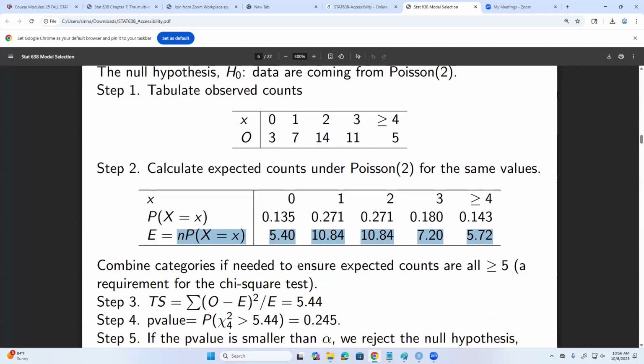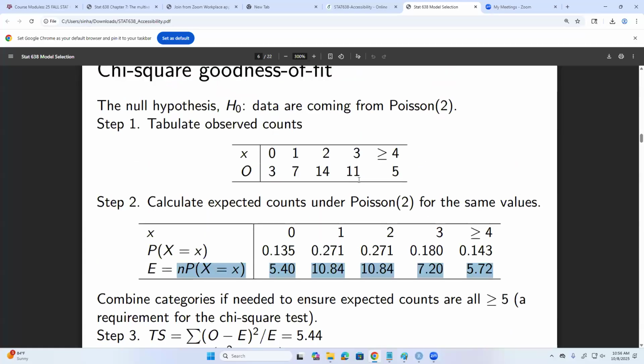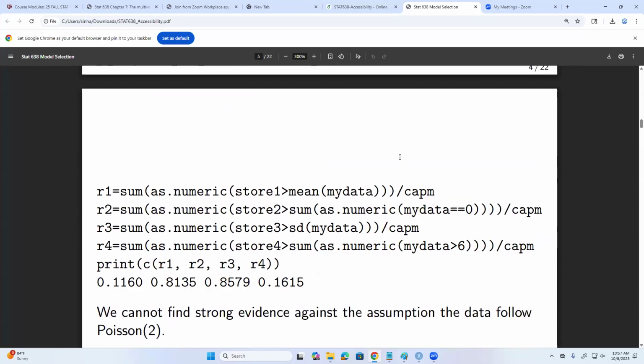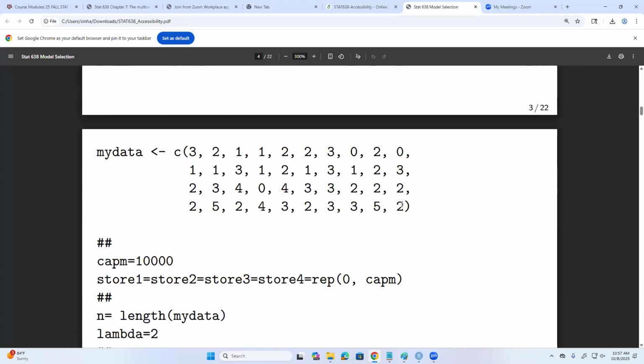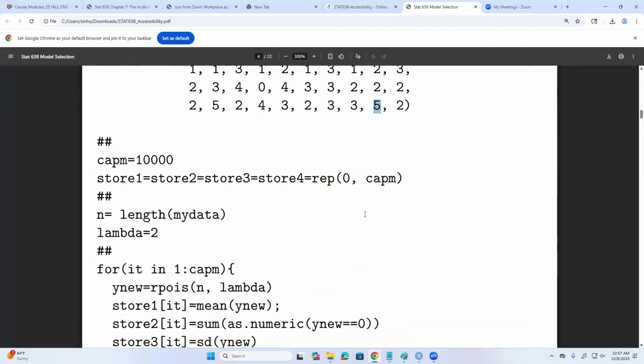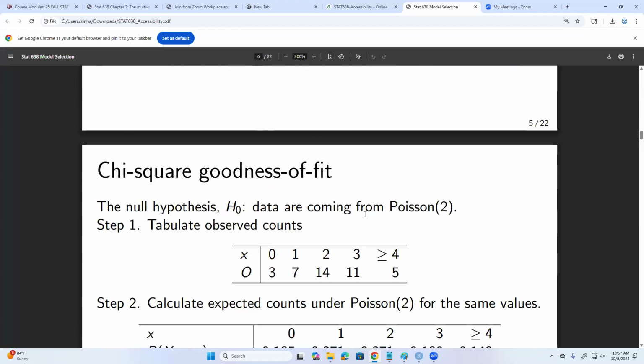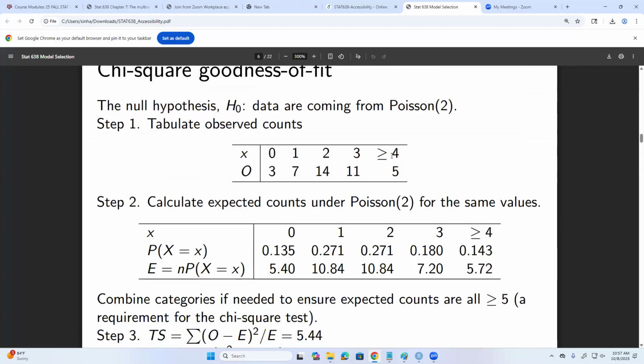And combine categories if needed to ensure expected counts are all greater than or equal to 5. You see here, I did it already because we had a maximum value of 5 and 4. So 4 and 5 were there, but they had very low frequency. So I combined them. So after combination, the expected counts for every group is more than 5.